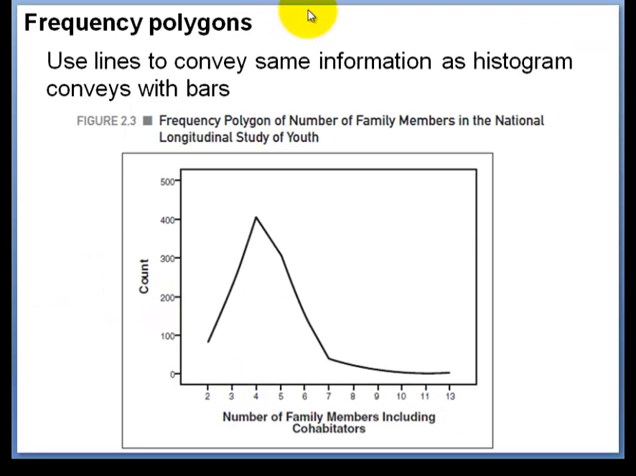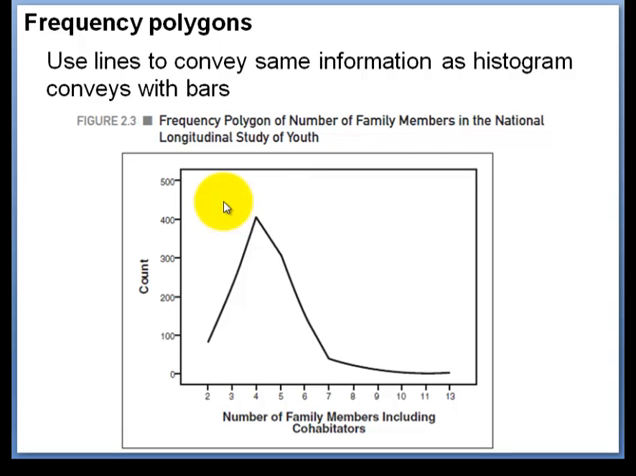Another figure that is used with numeric data is the frequency polygon. A frequency polygon conveys the very same information as a histogram, and just as with histograms, frequency polygons are used with numeric data. This frequency polygon, sometimes called a line chart, is conveying the very same information as the histogram.